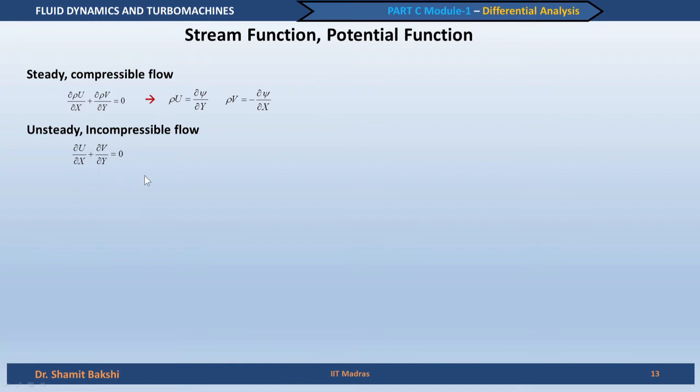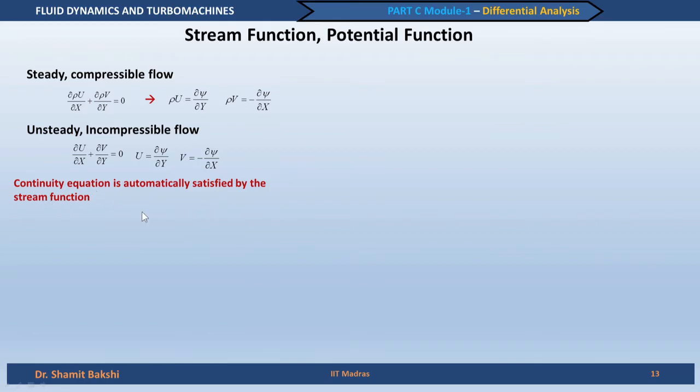How can it be done? It is very simple. Instead of writing rho u as del psi by del y, we can write u as del psi by del y and v as minus del psi by del x. If we plug these values of u and v into the continuity equation, you can easily see that they get automatically satisfied. So, that was the objective of defining this function. This function psi is basically the stream function. So, the stream function is a function which automatically satisfies the continuity equation.